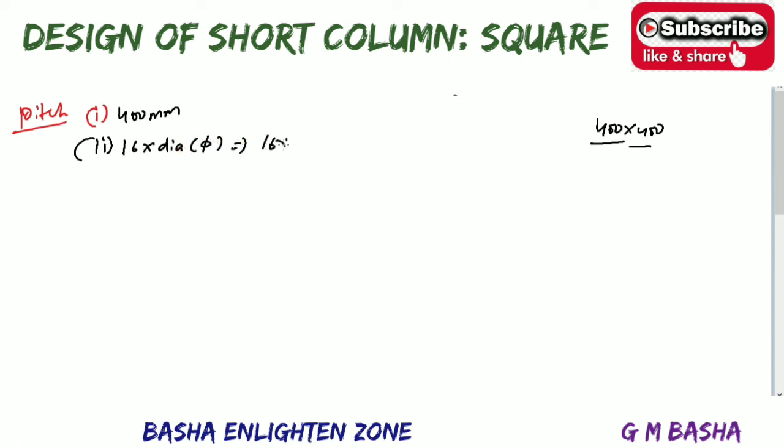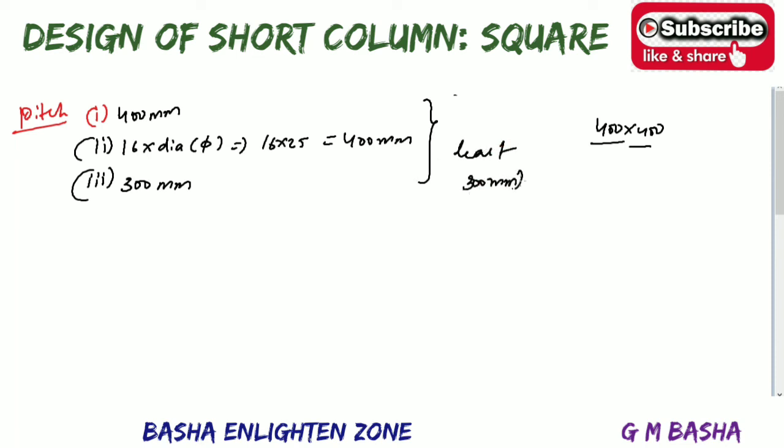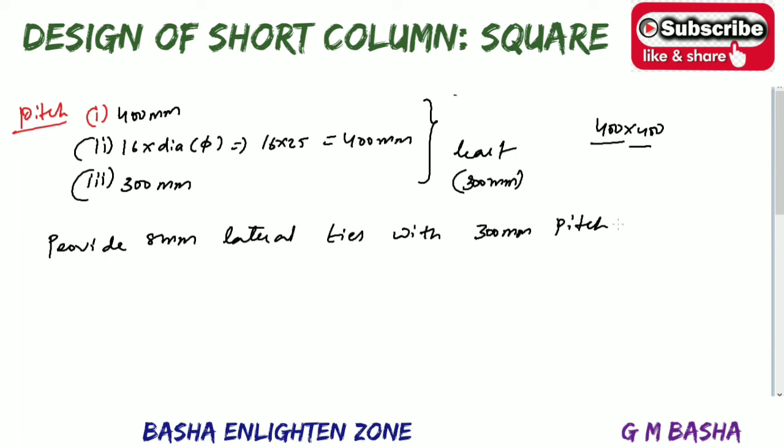So that will be equal to 16 into 25. We are providing 25 mm bars, that is 16 into 25, which is around 400 mm only. The next condition is 300 mm. Out of these three conditions we take the least, that is 300 mm. Therefore, provide 8 mm lateral ties with 300 mm pitch, that is spacing. So this is the requirement according to our codal provisions.